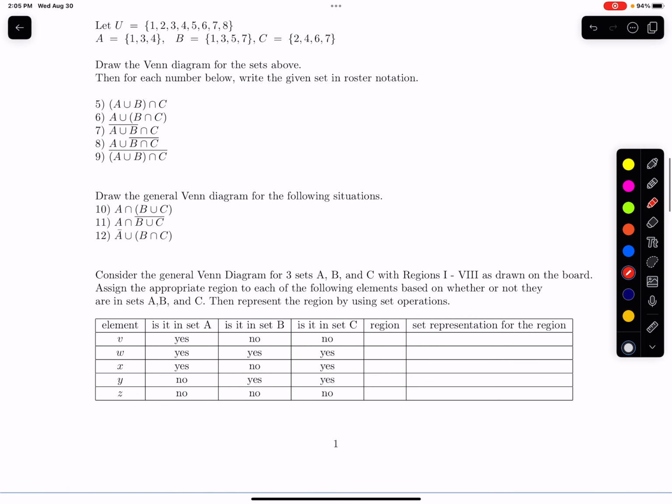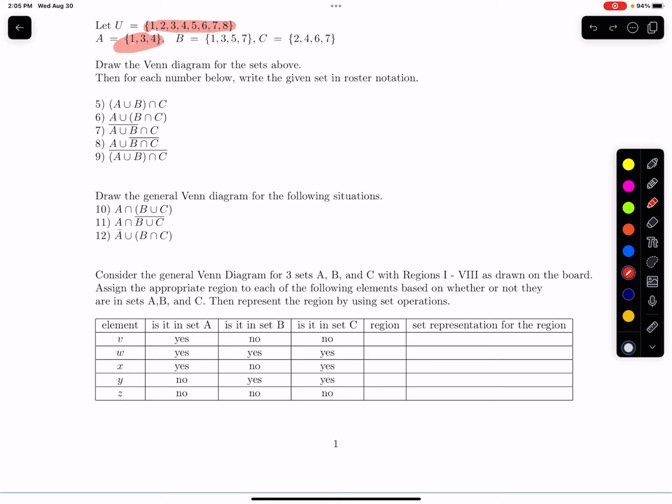Next portion says, let U, the universe, be 1 through 8. A is {1, 3, 4}, B is {1, 3, 5, 7}, and C is {2, 4, 6, 7}. Then it says to draw the Venn diagram for the sets above, and for each number below, write the given set in roster notation.